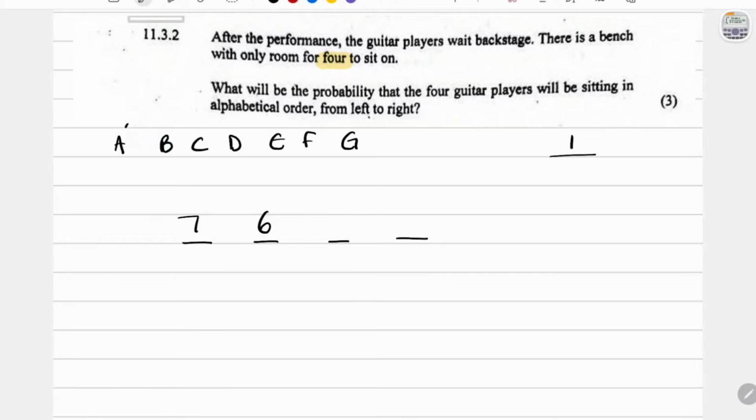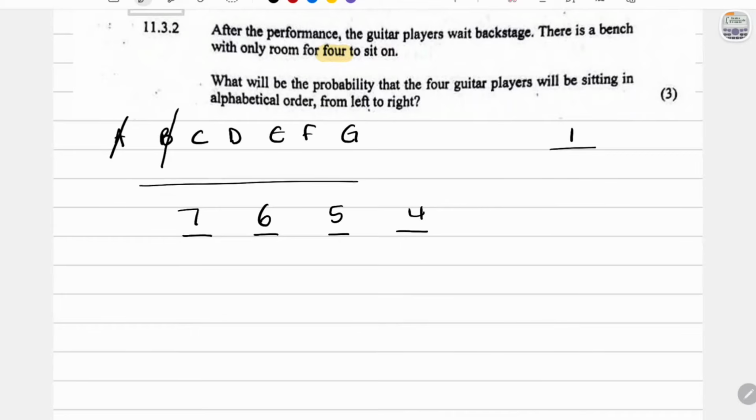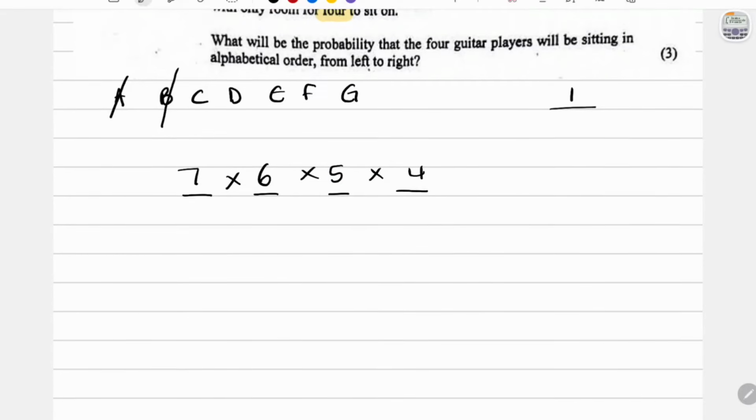So let's say A was seated in that first place. Then it means that there are only 6 more guitar players that could take this second position. Then after that one is seated, let's say it was B, there would only be 5 more positions and then 4 more positions, okay? So that's how we're going to get the total number of ways that they can be seated on the bench, just on that bench. So we'd have to multiply that, of course.